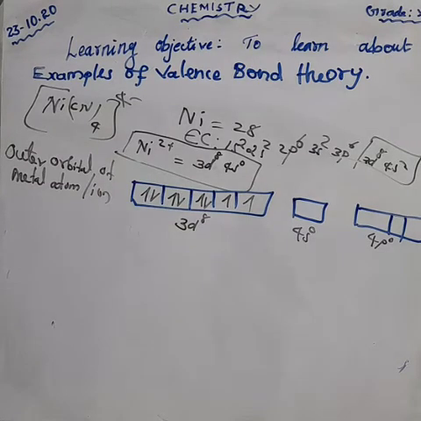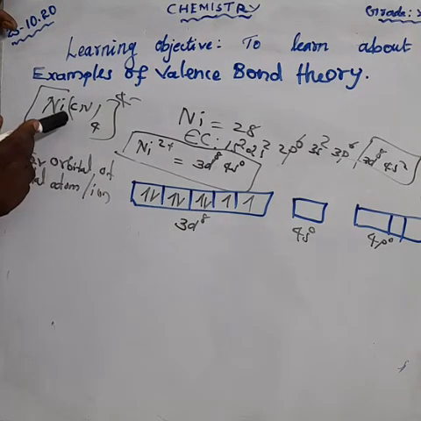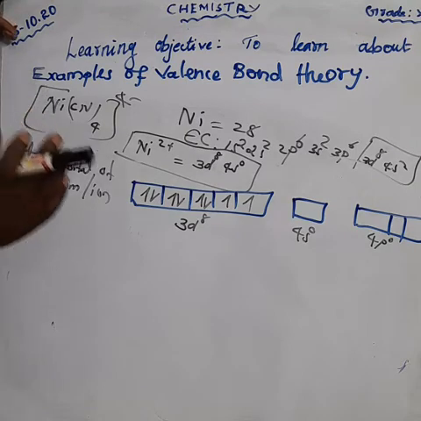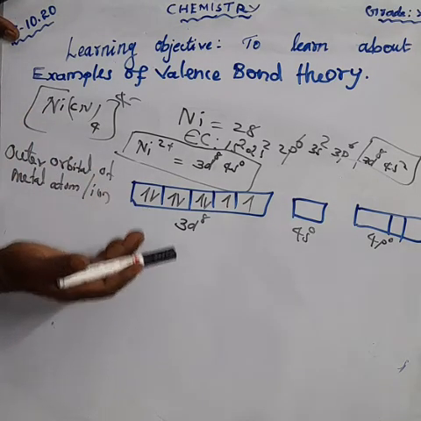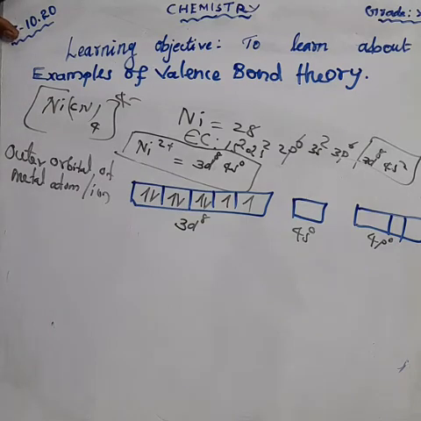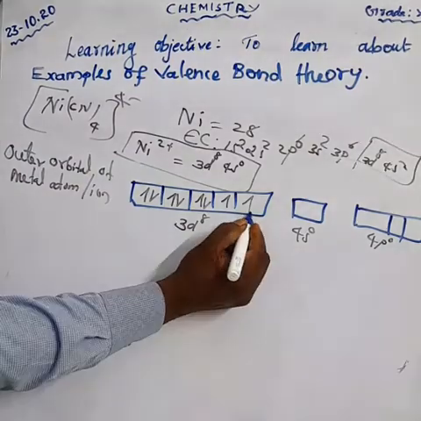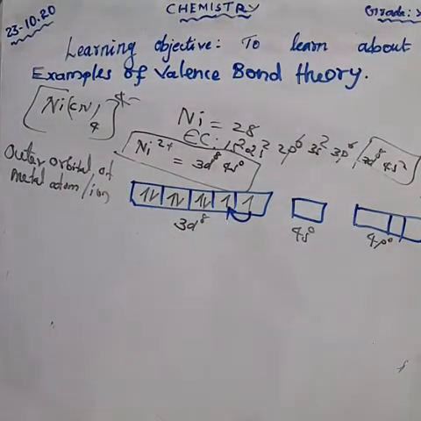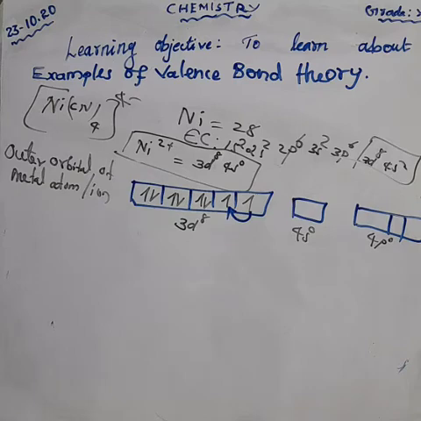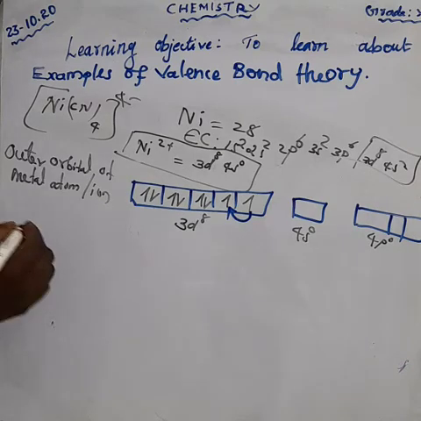Nature of the ligand. What is the nature of the ligand? CN minus. It is a strong field ligand and causes pairing of the 3d electrons in the metal. Here the pairing takes place. Here there are 2 unpaired electrons, and they should be paired. So what is the configuration of the outer orbitals of the metal atom or ion in the ligand field?